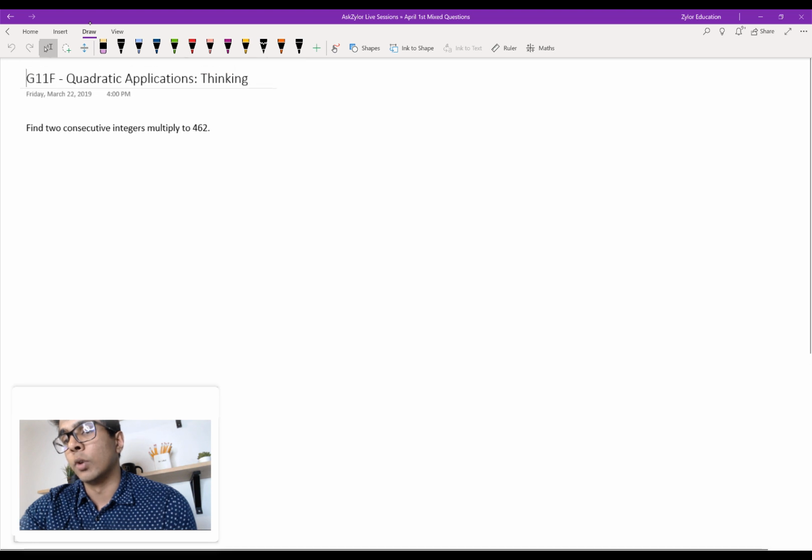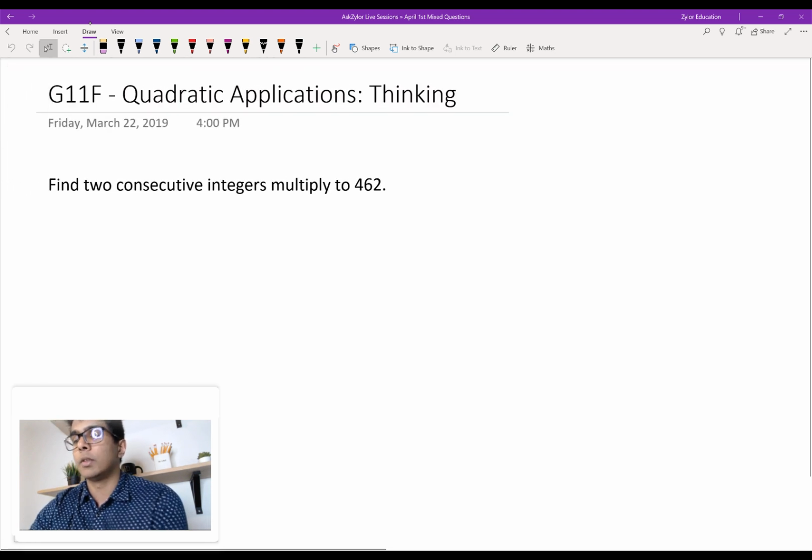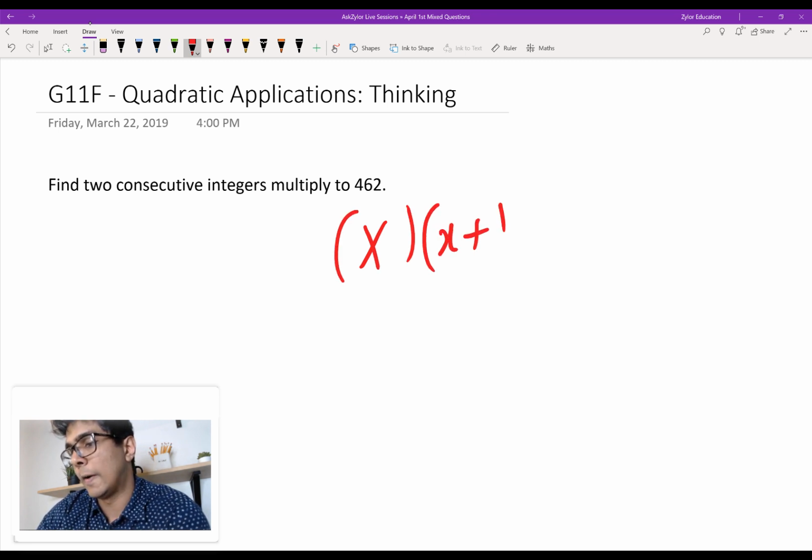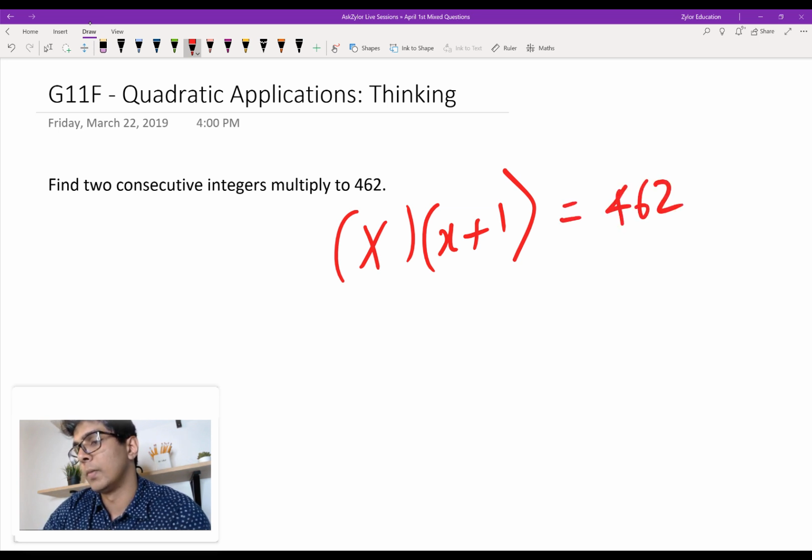It's a thinking quadratic application question, so it's saying find two consecutive numbers that multiply to 462. So I need to come up with an equation first before I solve it. So I'm going to say two consecutive numbers, x and then x plus 1, that multiply to give me 462. So I'm going to evaluate these brackets to give me x squared plus x equals 462.